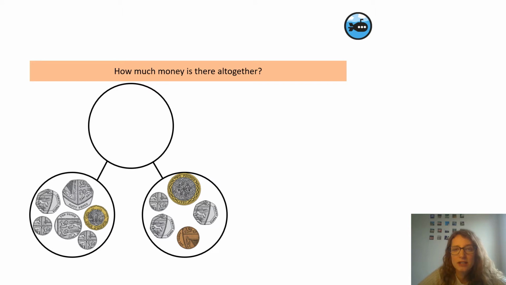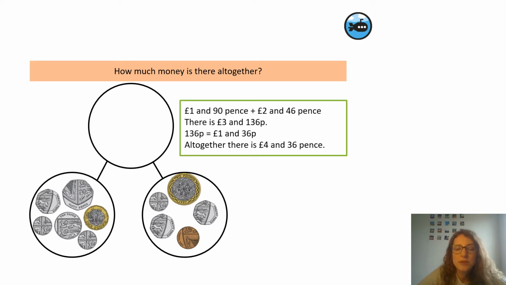Let's have a look at those answers. So we've got £1.90 in the left-hand circle and £2.46 in the other. Okay, so if we add the pounds together first, that's 1 add 2 is £3, and then the 90 and the 46 pence is 136 pence. Okay, so I'm going to change that back into pounds and pence, and we can then add all of those bits together, and you've got £4 and 36 pence. So well done if you got it, and remember extra point if you use the pound sign at the beginning.